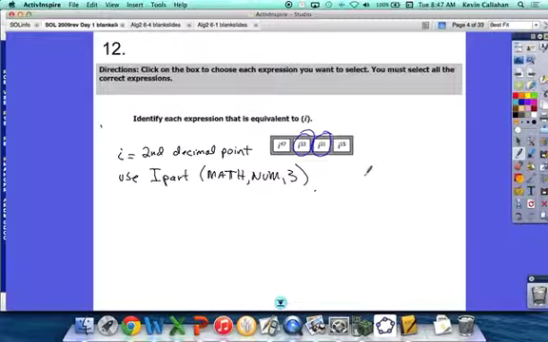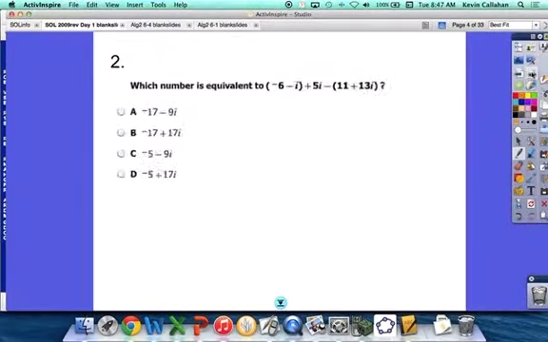Okay. Remember, we need 27 out of 50, 54%. So there's one. Everybody agree you can get that one? Okay. Go back to number 2.